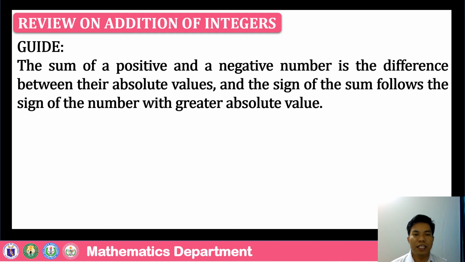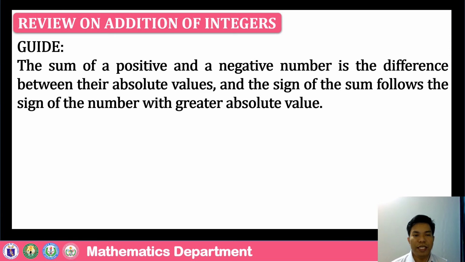Ang next naman natin na guide ay ang guide kung paano tayo mag-add ng dalawang numbers na magkaiba ang sign. Now, the sum of a positive and a negative number is the difference between their absolute values, and the sign of the sum follows the sign of a number with greater absolute value.